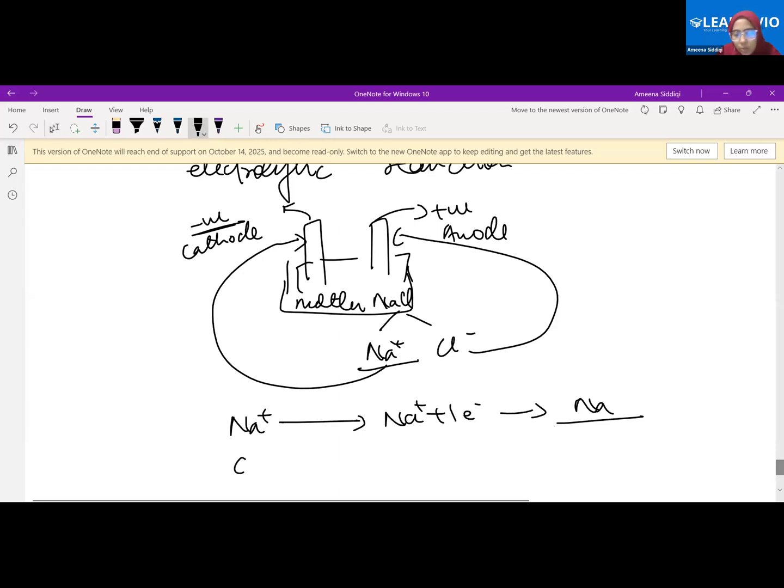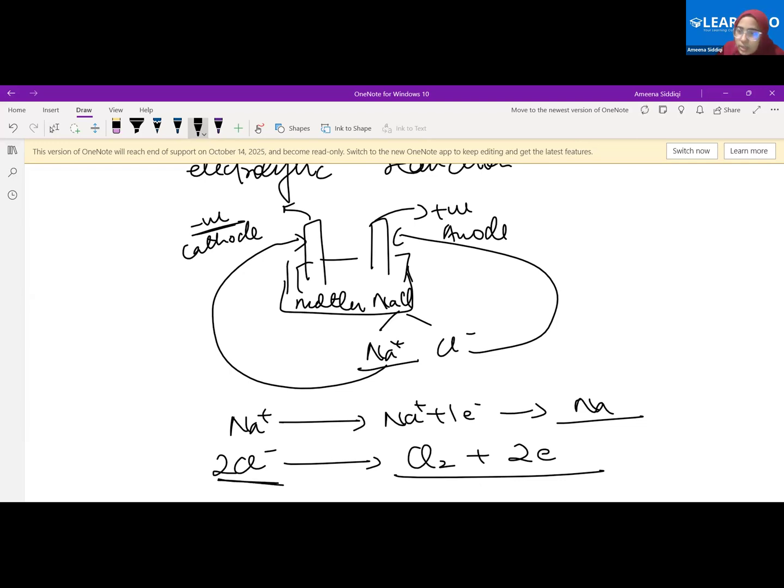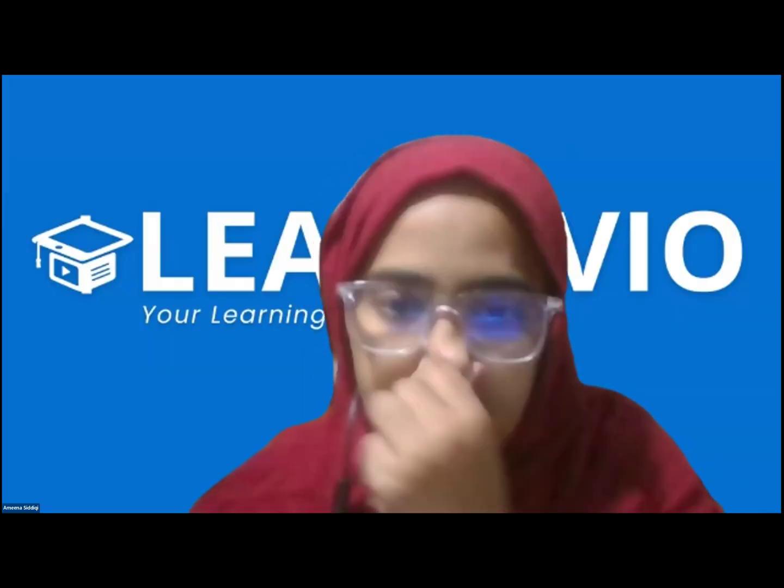Now see, chloride, which was minus, will have to lose one electron. So see here what happens. Don't you think it is happening like this? Why? Because it is losing one electron. Two chloride ions lost one electron each. Now together they have formed Cl2, and two electrons are lost. Is it clear now? So these are the equations. This is for cathode and this is for anode.